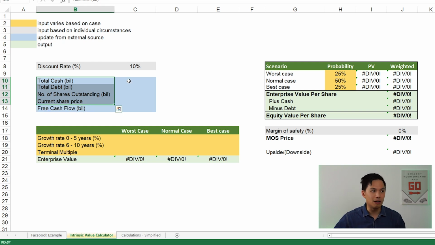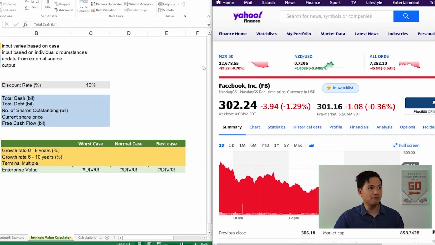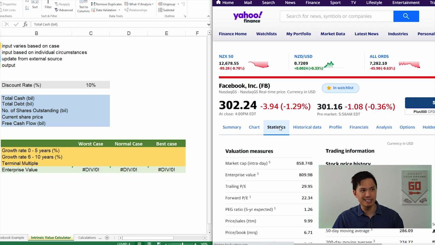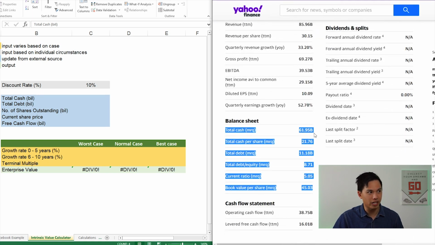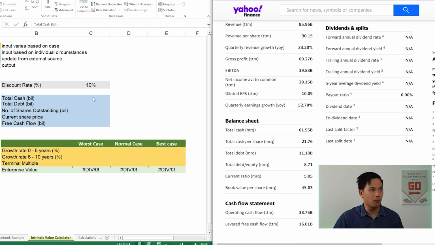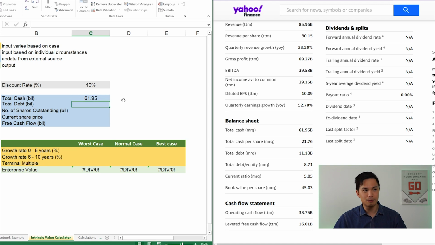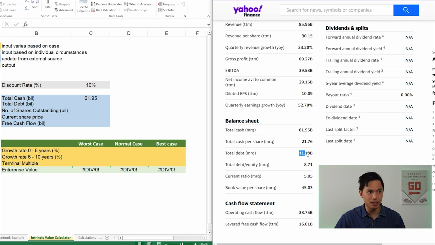The first four inputs that we need can be found on Yahoo Finance. So I'm going to pull up a Yahoo Finance page to show you where you can find these inputs exactly. All right, so over here I have the Yahoo Finance page, and I have Facebook up over here. I'm going to go into statistics to find that information, and I'm going to scroll down to balance sheet to find its total cash. So total cash is 61.95 billion, and because I'm going to use billion throughout this exercise, just make sure that the other numbers are in billions as well. So for total debt, that is in billions, so I'm going to add 11.18 billion.